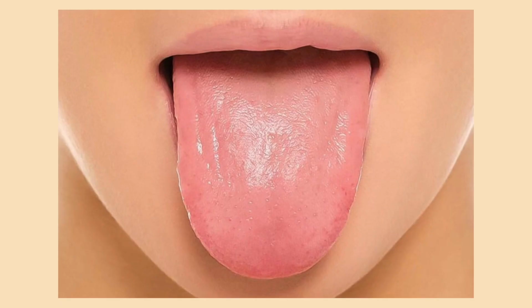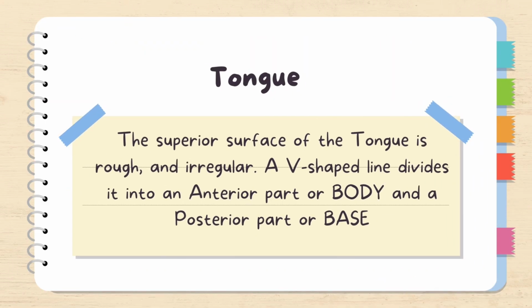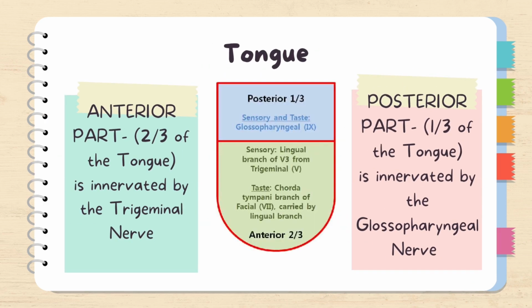Now, tell me what this is. That is right, that's the tongue. The superior surface of the tongue is rough and irregular. A V-shaped line divides it into the anterior part or the body and the posterior part or the base. The anterior part or the 2/3 of the tongue is innervated by the trigeminal nerve. The posterior part or the 1/3 of the tongue is innervated by the glossopharyngeal nerve.